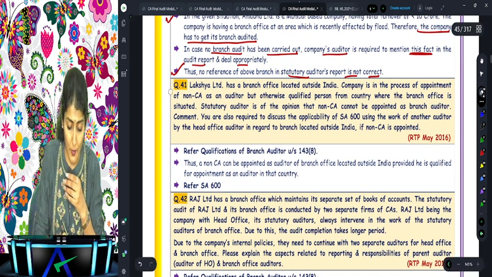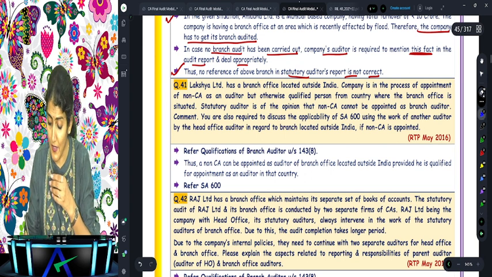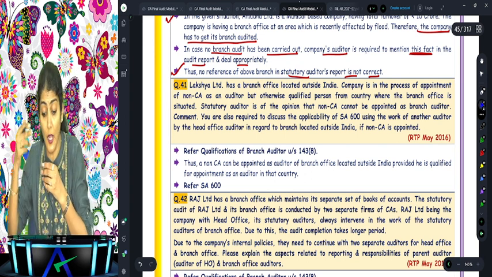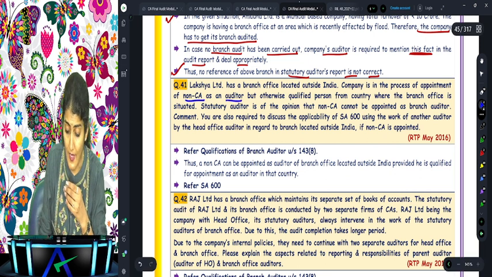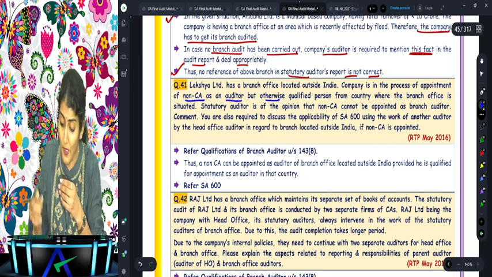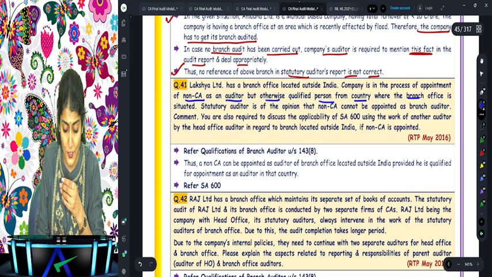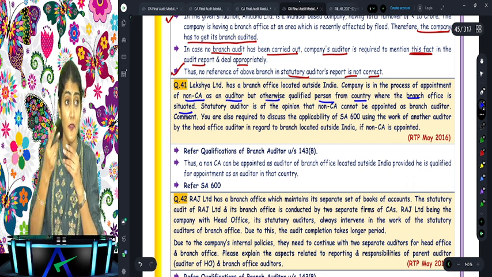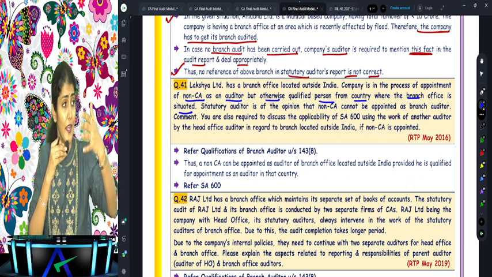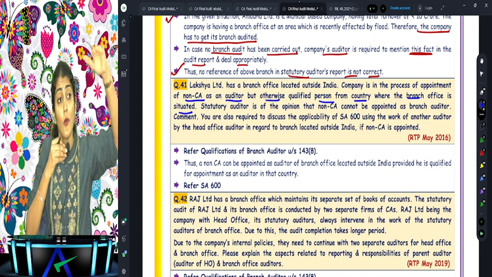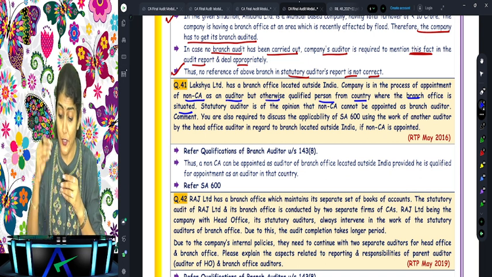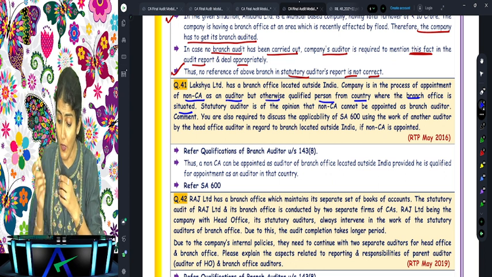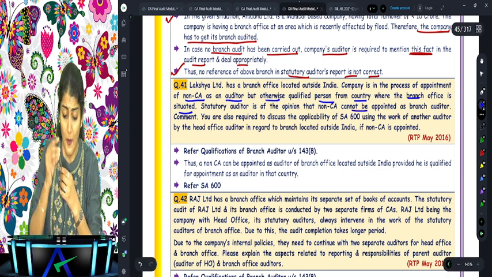Okay, right. Question number 41. Lakshya Limited has a branch office located outside India. Company is in the process of appointment of a non-CA as an auditor, but otherwise qualified person from the country where the branch office is situated. Yes, what did we say? Branch outside India, can it be audited by a person who is qualified as per the laws of that foreign country? Yes. Now, statutory auditor is of the opinion that non-CA cannot be appointed as the branch auditor.